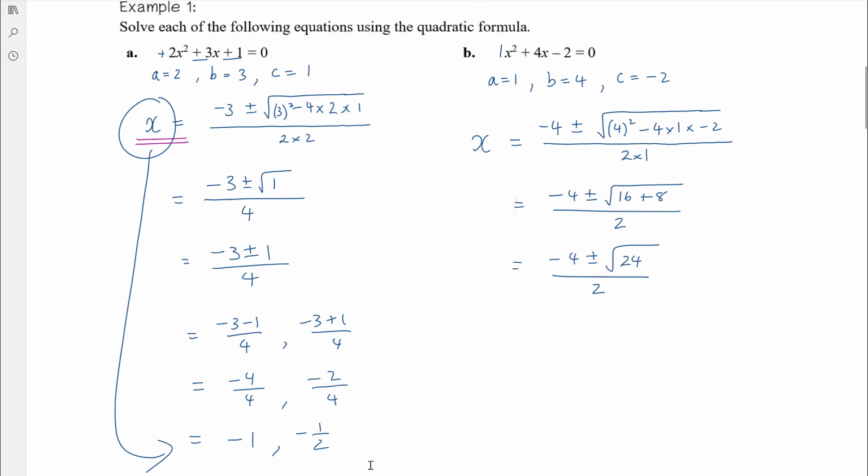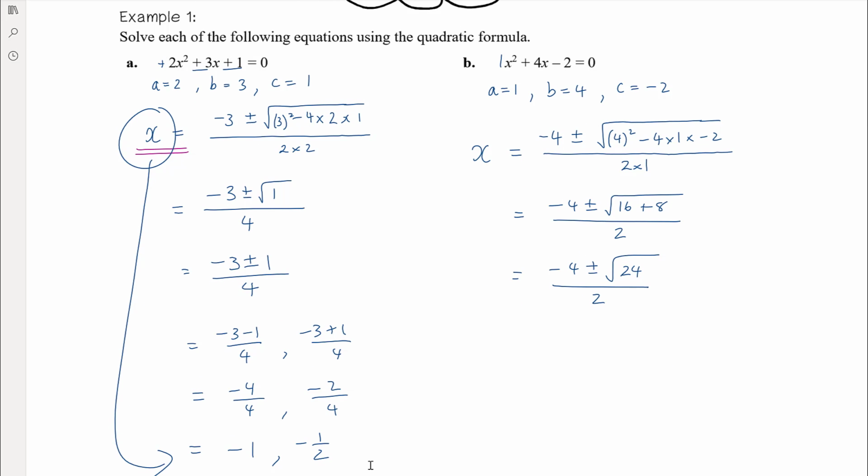Okay, so we can't stop there. Once we've initially simplified our quadratic formula to this point, we then need to look for two things that we might be able to simplify further. The first is whether or not we can simplify the surd, okay? And then the second, which we'll look at after we've simplified the surd, will be whether or not we can simplify the fraction. Okay, so in this case the surd will simplify.